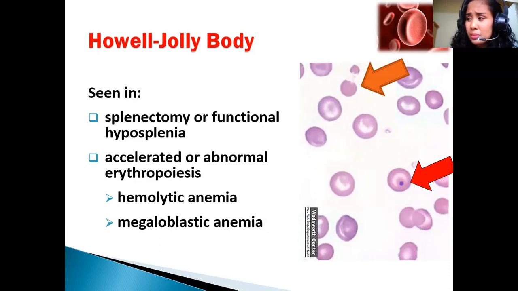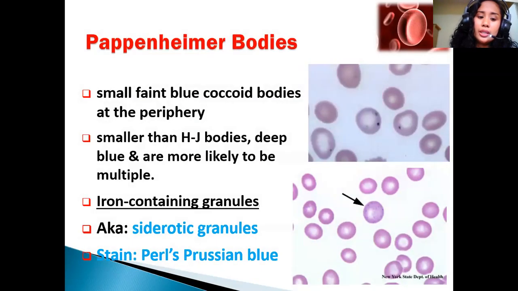So there can be this abnormal erythropoiesis. Abnormal na yung red blood cell development. And apparently, DNA remnants are left in your red blood cell.